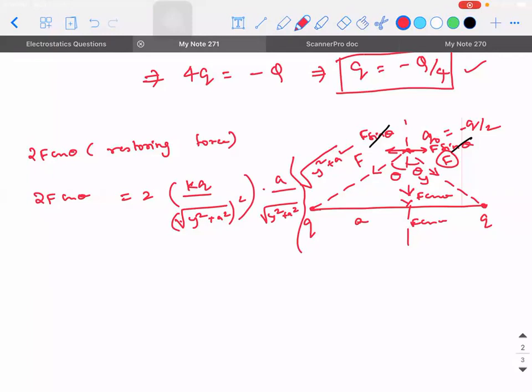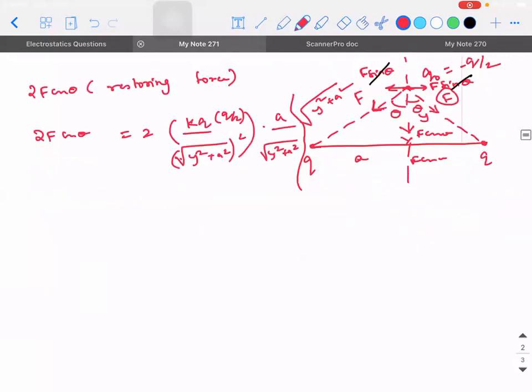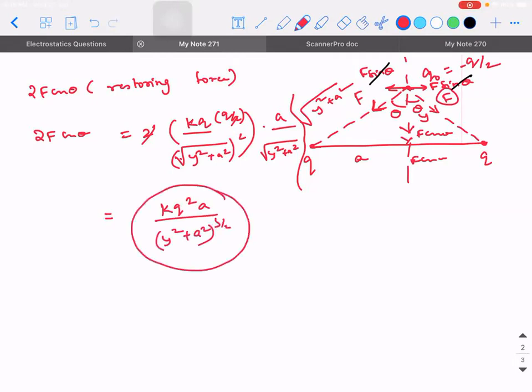Sir, 2kq, so minus q by 2, sir. Yeah, I missed it, right? Yeah, it is minus q by 2. So if I take only the magnitude, it will be plus q by 2. Generally, when you write the force, you take only the magnitude, because the direction is taken care of by the vectors. I would have told this many times. So 2 and 2 will get cancelled. kq square a divided by y square plus a square, the whole power 3 by 2.